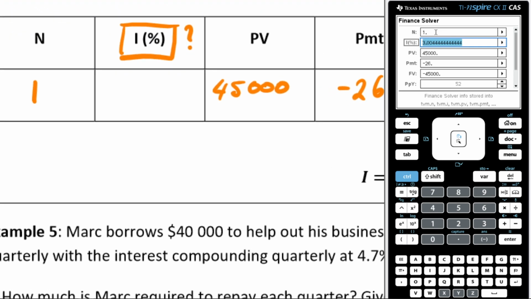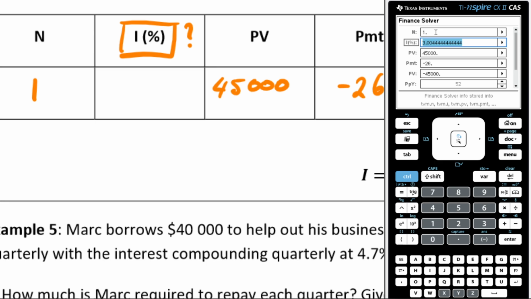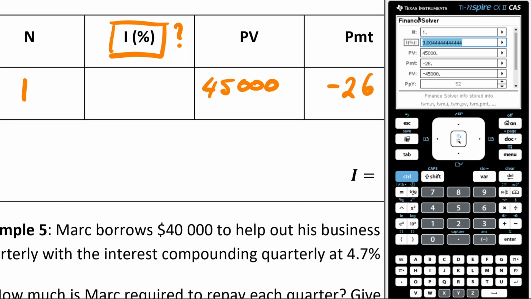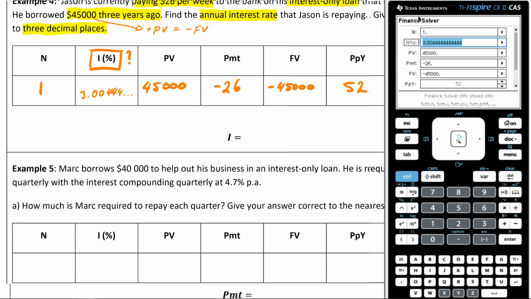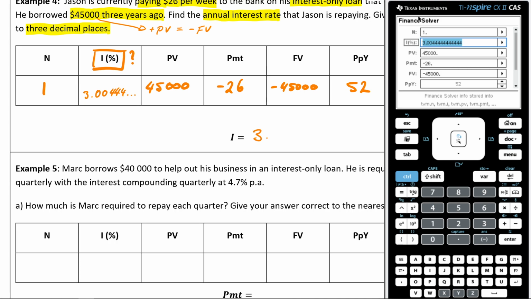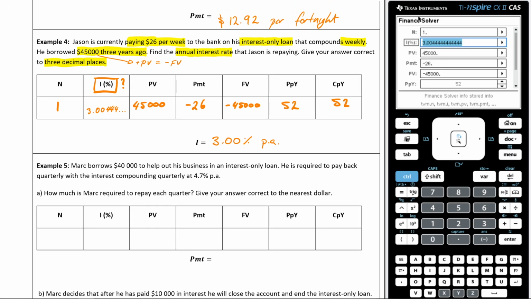Again, make sure you write it unrounded before you write it rounded. So I'm going to come here and I'm going to write it as 3.00444 dot, dot, dot. Remember, write it unrounded and then write it rounded. We want it to 3 decimal places. So it's going to be 3.00%, and this is per annum. Perfect. And that is how you answer that question.